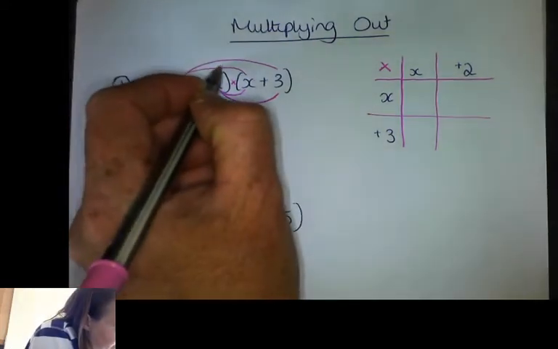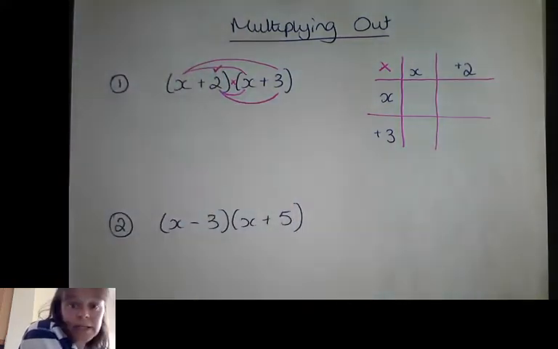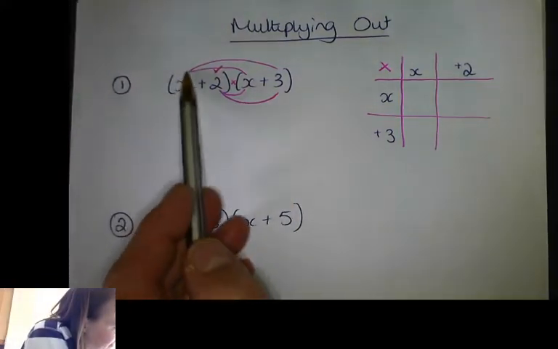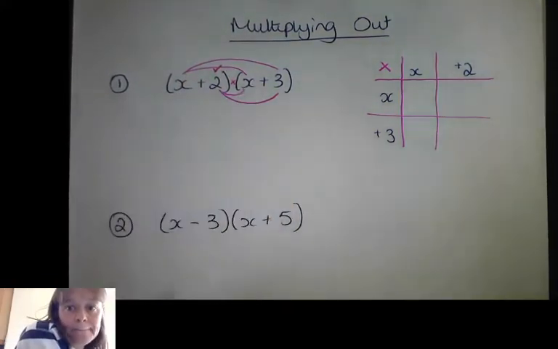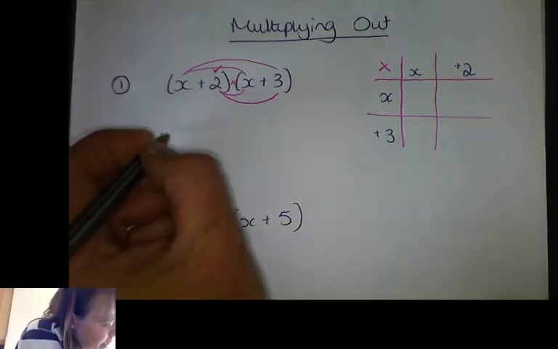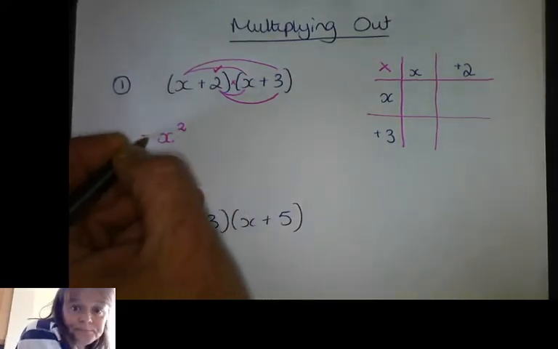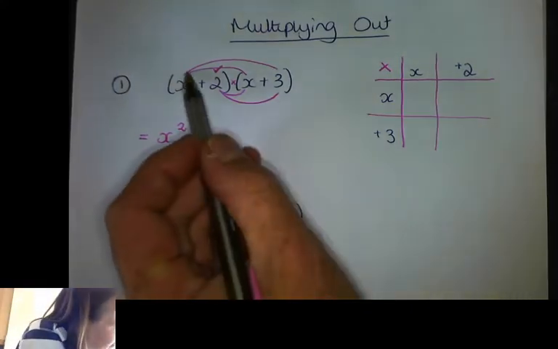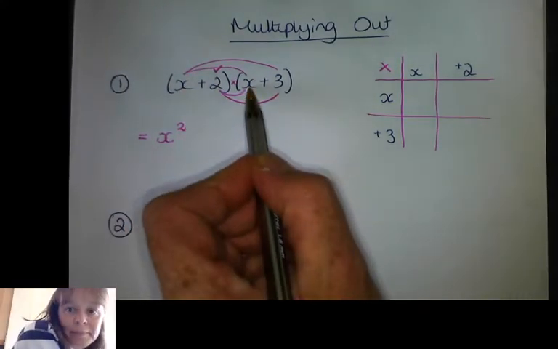So I'm going to start on the inside at the top here. I'm going to do this line here. So this line here connects an x, and I'm multiplying. So when I do x times x, I get x squared. Okay, so I've just done this one, x multiplied by x.